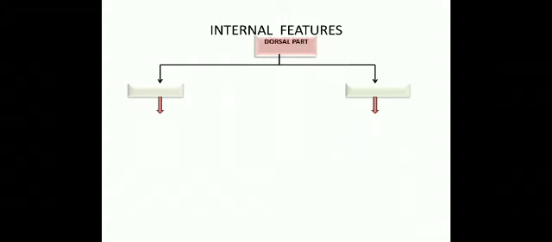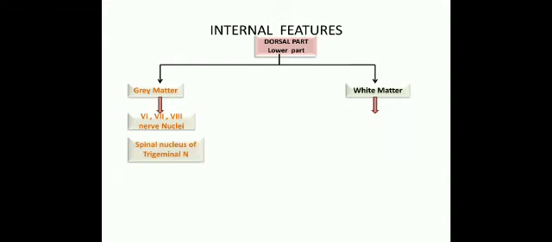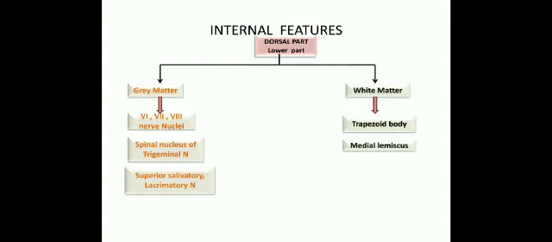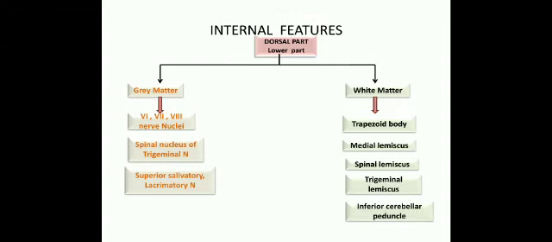The dorsal part in the lower aspect, the grey matter and the white matter. In the grey matter we have the 6th nerve, that is abducent, the 7th, the facial nerve, and the 8th, vestibulocochlear nerve nuclei, the spinal nucleus of the trigeminal nerve, the superior salivatory nucleus and the lacrimatory nucleus. The white matter includes the trapezoid body, the medial lemniscus, spinal lemniscus, trigeminal lemniscus and the inferior cerebellar peduncle.